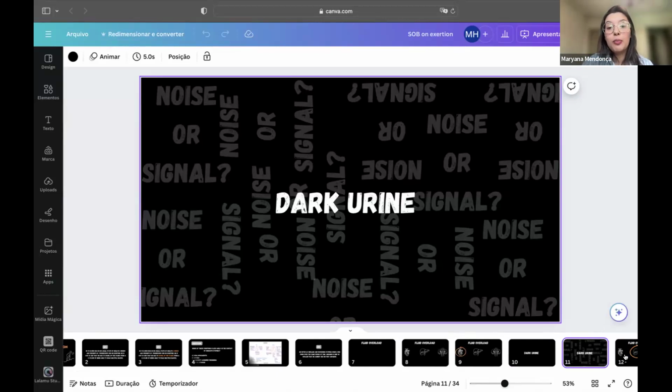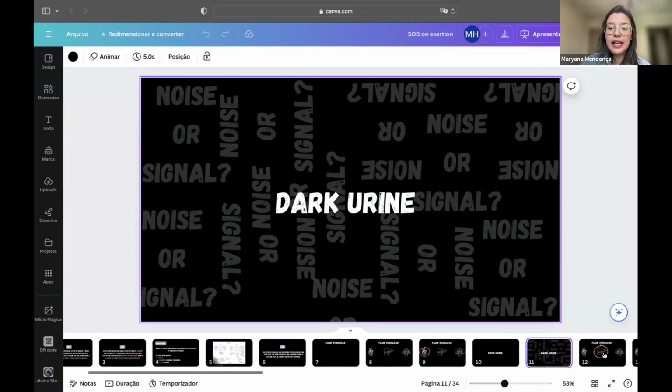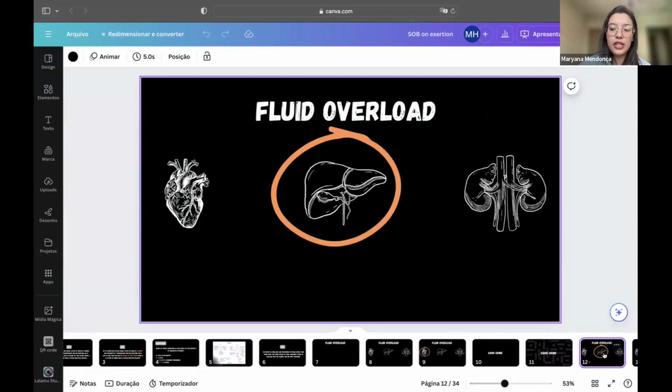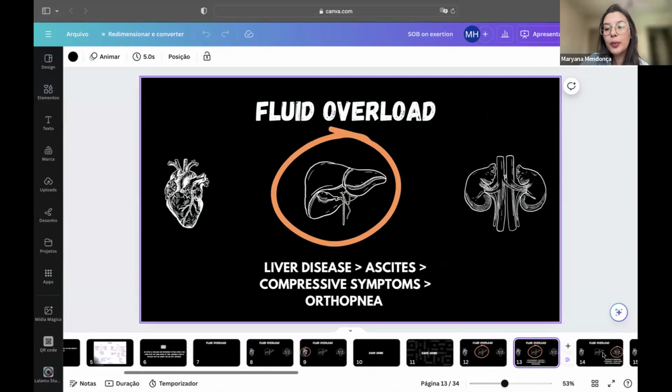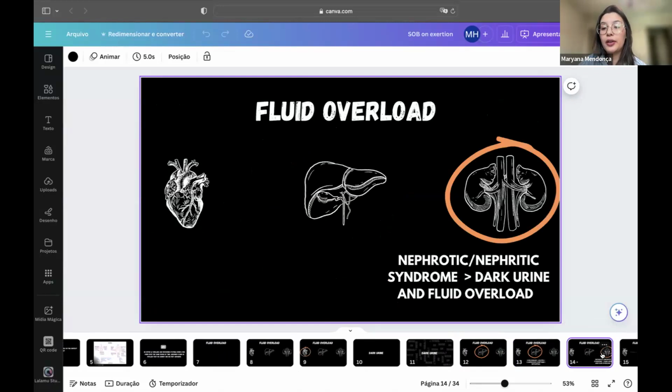and urinalysis, for example. But before that, we can use one of the best friends of internal medicine, and that is the physical exam, and try to see if the patient has any signs of jaundice or icteric sclera, because it could be a sign that there is a liver issue. And in this context, with a liver issue, we could have ascites with compressive symptoms causing orthopnea, or we could have nephrotic and nephritic syndrome causing dark urine and fluid overload.